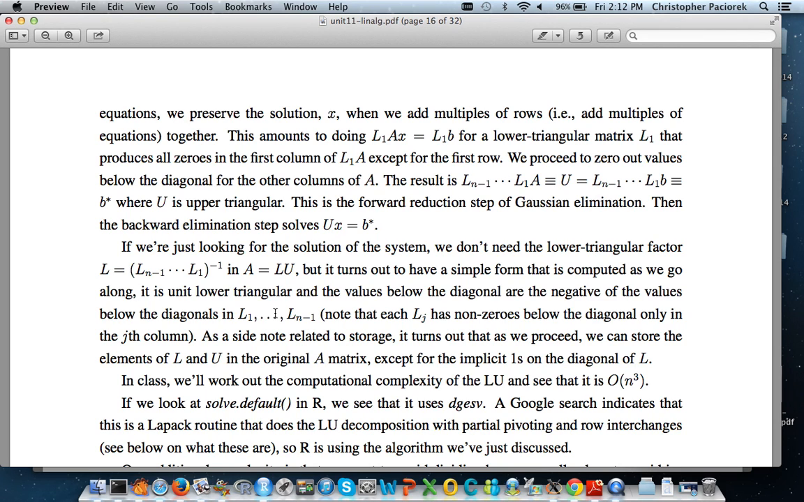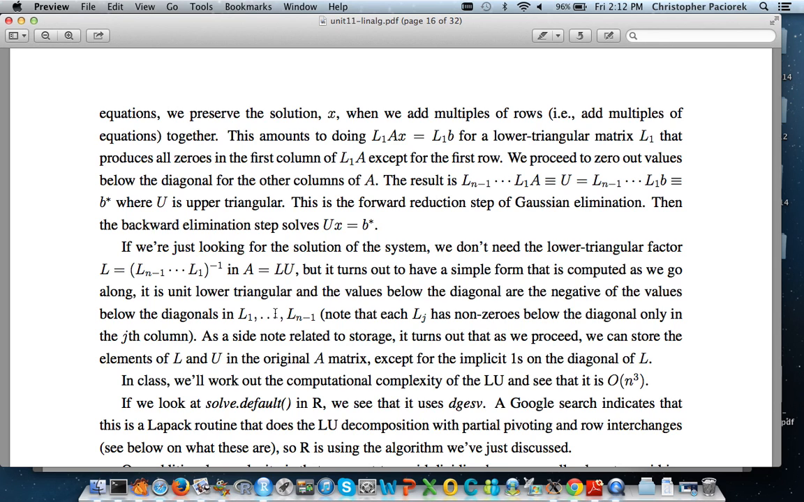Okay, so we left off last time. We had talked our way most of the way through the LU decomposition and the relationship between the LU decomposition and Gaussian elimination.